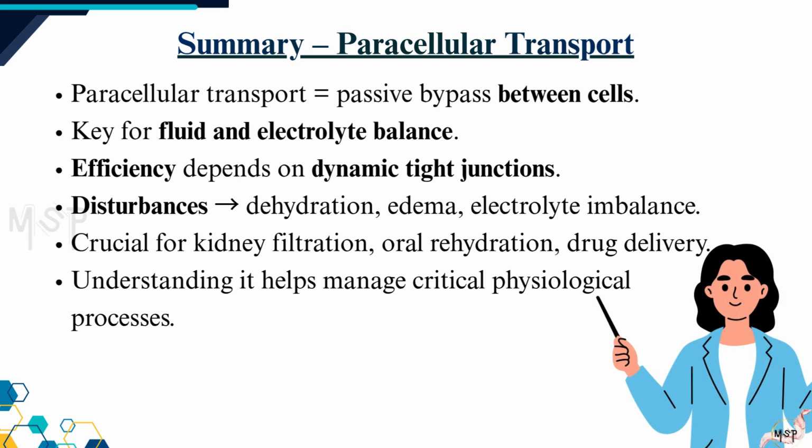Moving to the summary, paracellular transport is the body's passive bypass, moving substances between cells rather than through them. It's essential for fluid and electrolyte balance, and its efficiency depends on the dynamic permeability of tight junctions. Clinically, disturbances can lead to dehydration, edema, or electrolyte imbalances. This pathway underpins kidney filtration and oral rehydration, and even impacts drug delivery. Mastering it helps us understand and manage these critical physiological processes.